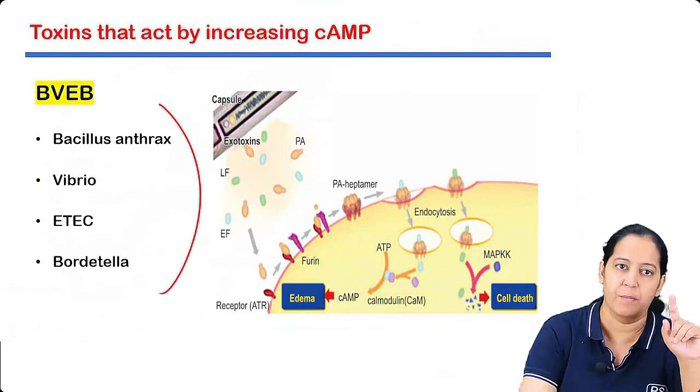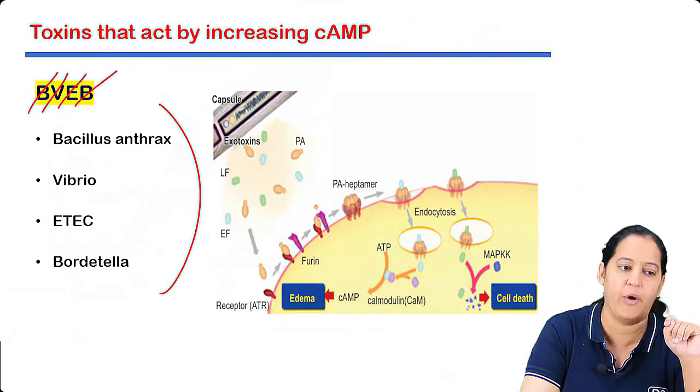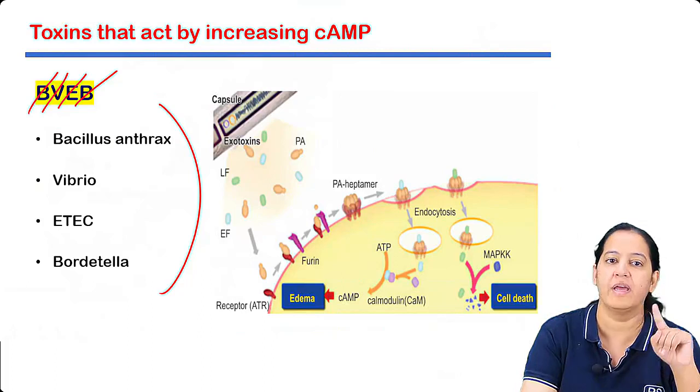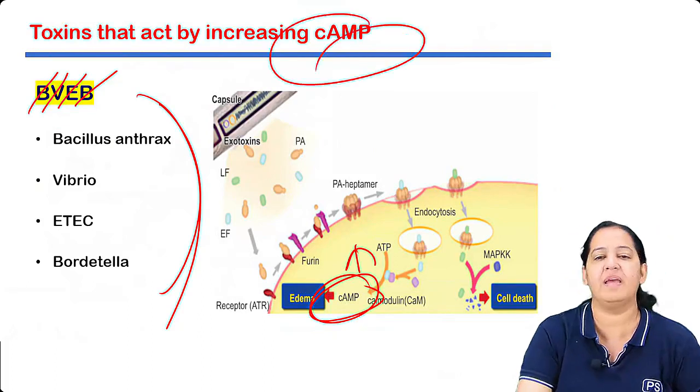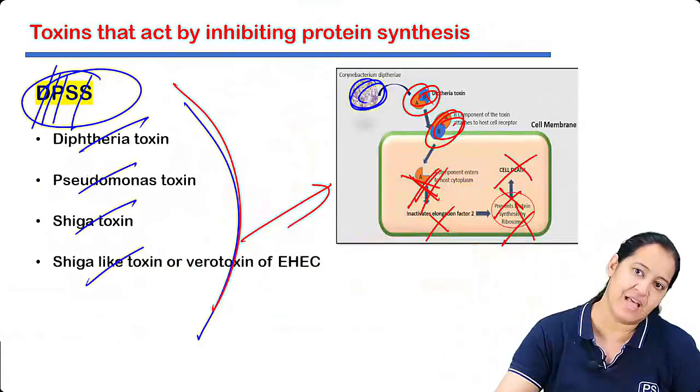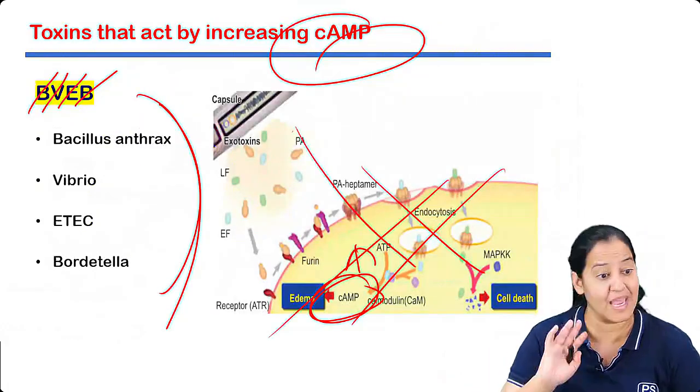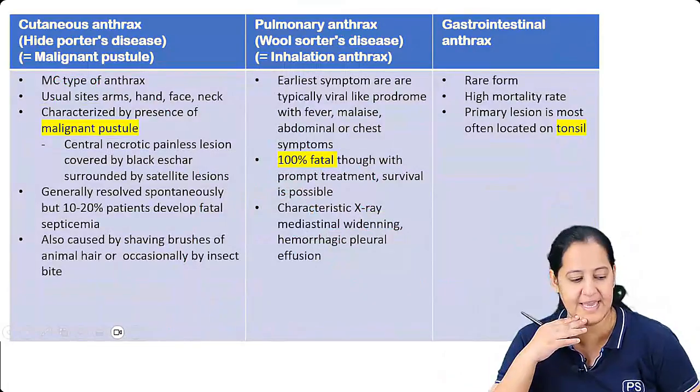And these 4, be very efficient boy. These 4 increase cyclic AMP. By increasing cyclic AMP, they destroy the cell. Ultimately, ये भी cell को destroy कर रही हैं, ये भी कर रही हैं, but the mechanism is different. My point is that. Say yes.